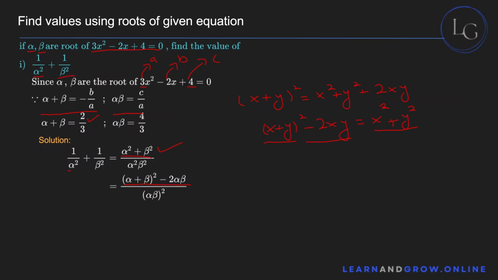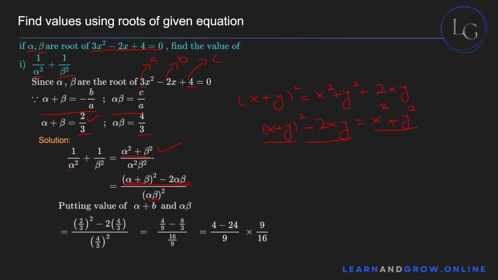Now you will replace this alpha plus beta with 2 over 3, this alpha beta with 4 over 3, and this alpha beta with 4 over 3 as well. And then you get this. After doing all the multiplication and calculations, you'll come down to this. And upon further simplification, you'll see that the value of 1 over alpha square plus 1 over beta square is equal to minus 5 by 4. So you solve the question.